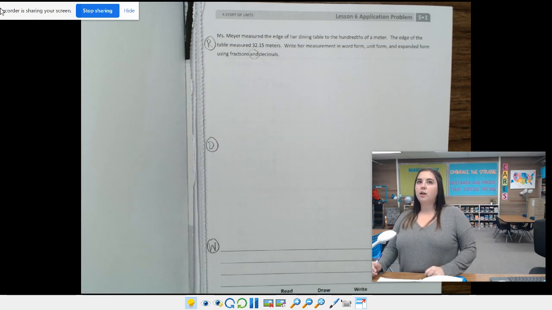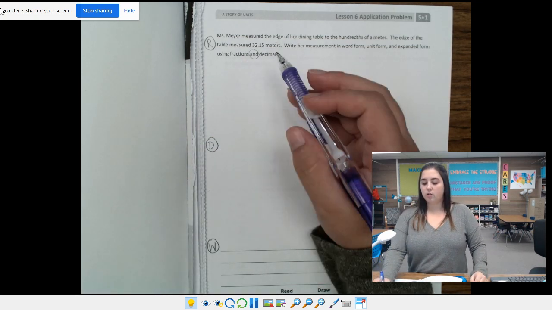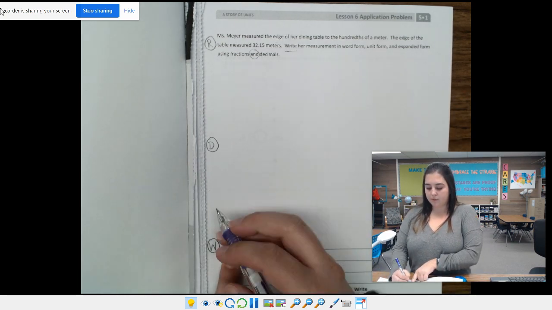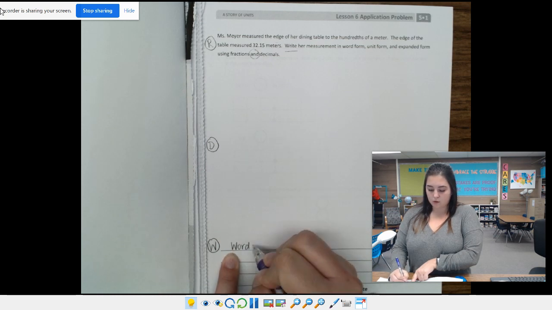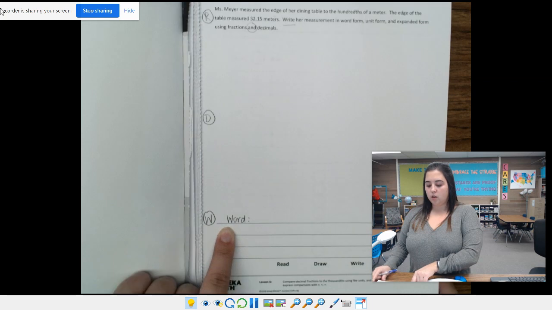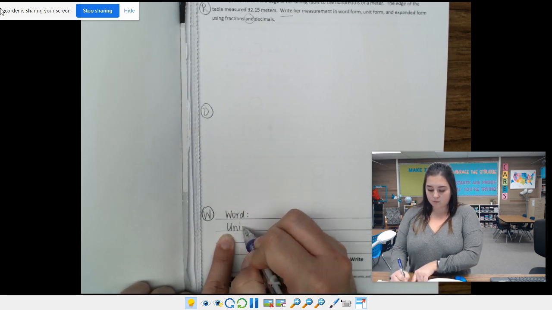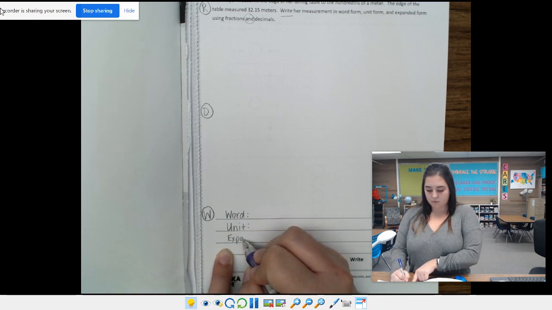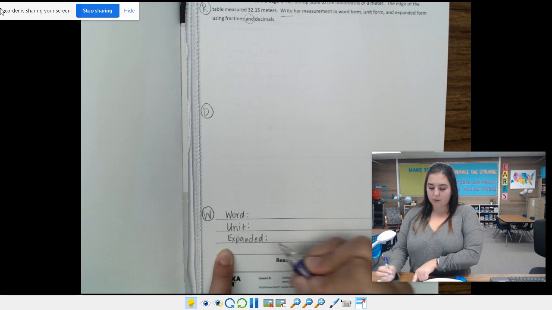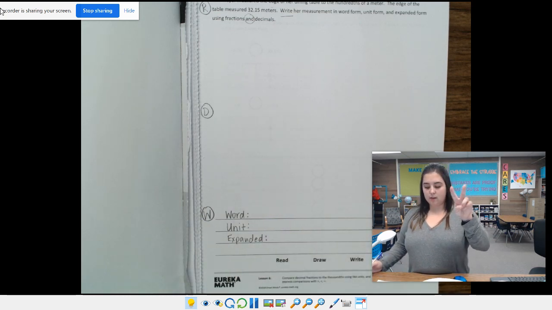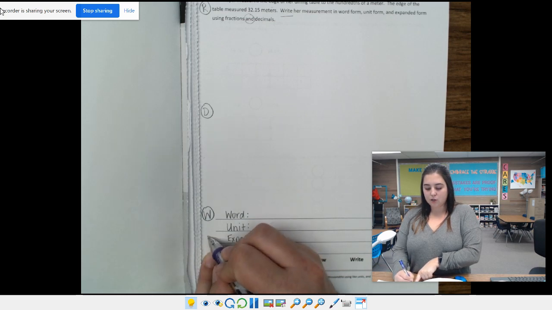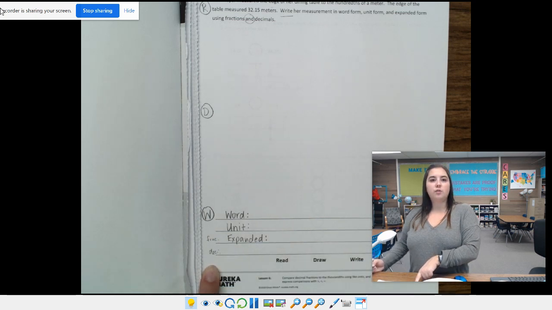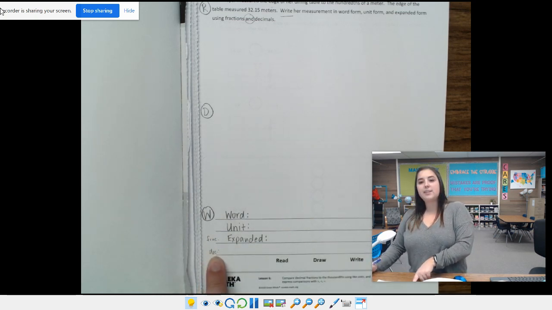Notice there's no question mark on here. Instead, it's a task. So they're saying, write, what do we have to write? The measurement in word form. I'm just going to write word, unit form, and expanded form. But remember, expanded form has to be 2 different ways. So there's going to be a fraction and a decimal. I'm just going to make note of that down here so I don't forget. So I just wrote fract and deci.